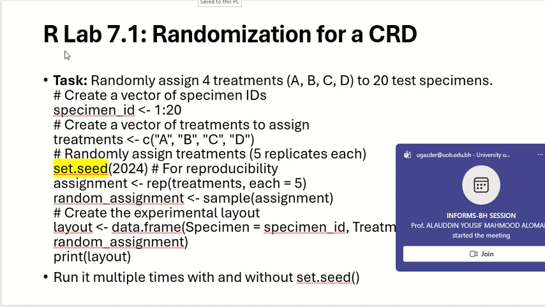Okay, so then what do we do? I have 20 samples, right? So 20 samples and 4 treatments. So each treatment will have 5 samples, right? So you write, for example, A 5 times, B 5 times, C 5 times, and D 5 times. They are in order. Right now they are in order.